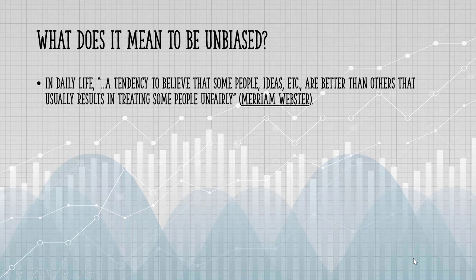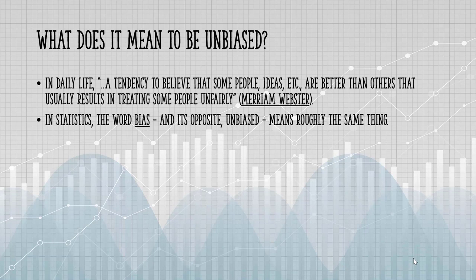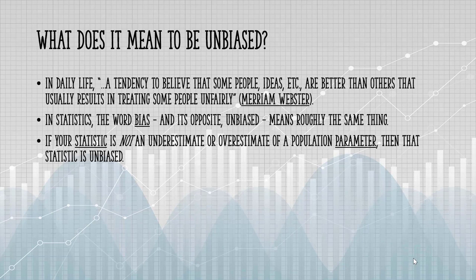In everyday life, we use the word bias to mean there is a tendency to believe that some people, ideas, etc. are better than others. That usually results in treating some people unfairly. That's the Merriam-Webster definition. In statistics, the word bias and its opposite, unbiased, means almost the same thing as the dictionary definition, but the definition is a little more specific. If your statistic is not an underestimate or an overestimate of a population parameter, then that statistic is called unbiased.